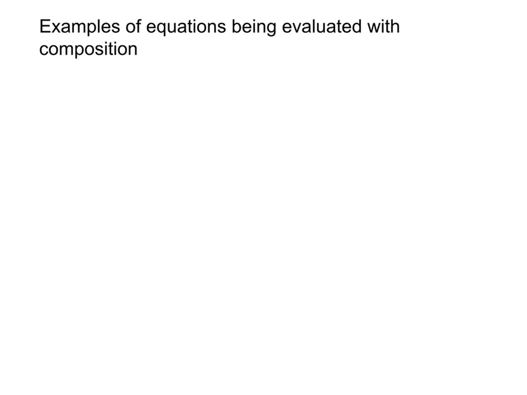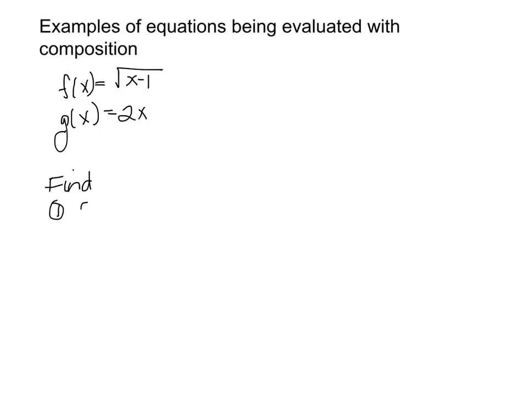So for these, we are going to look at our specific functions, f of x, which is equal to the square root of x minus 1, and g of x, which is equal to 2x. So we'll start this by finding f composed with g of x. Oops, I'm sorry, of 5.